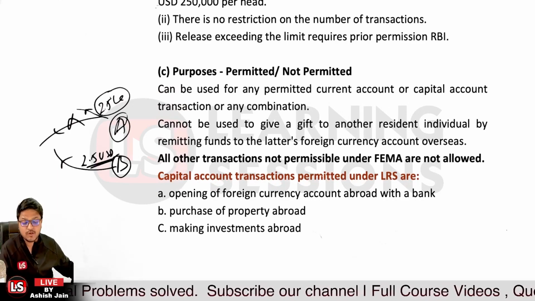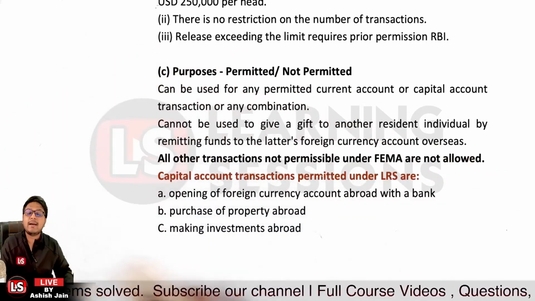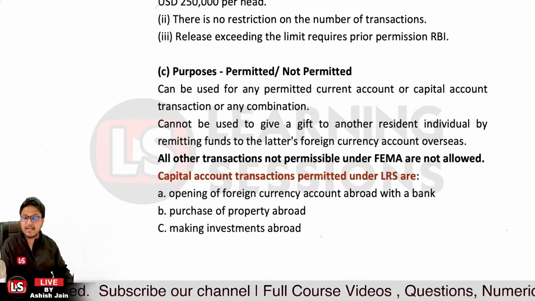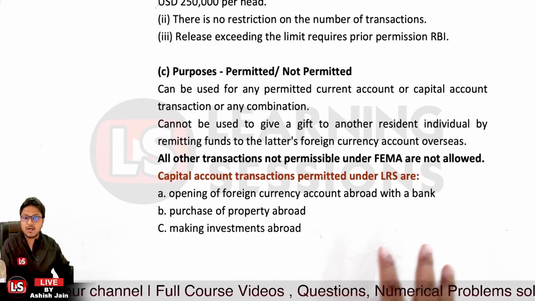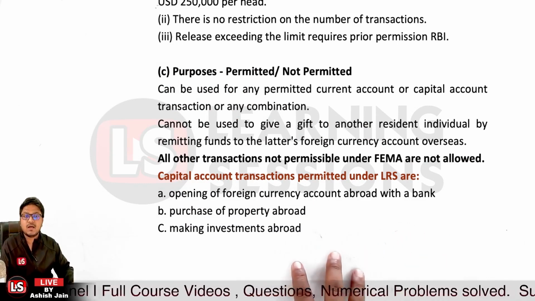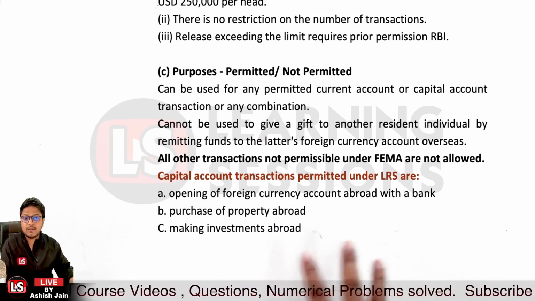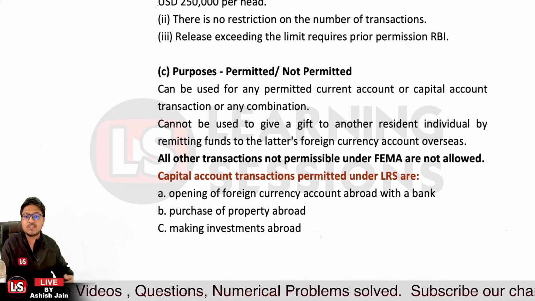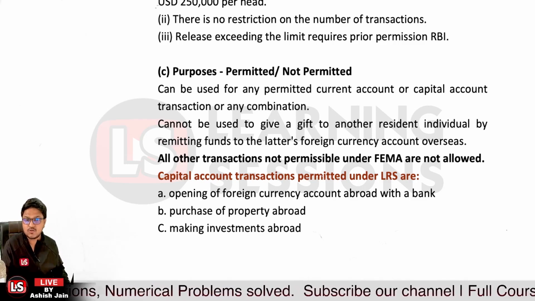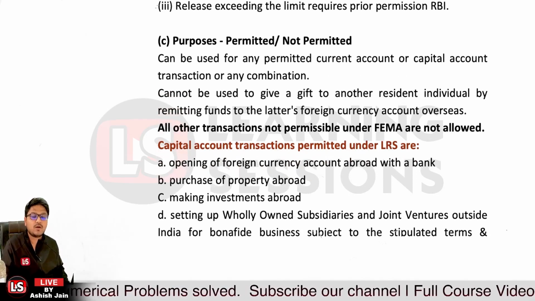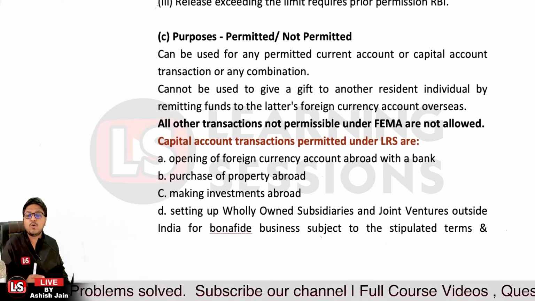Okay, so let's have a look at the capital account transactions which are permitted under LRS. First of all, it's related to when you want to open a foreign currency account abroad with a bank, that is also a capital account transaction, and it is permitted. And further, when you want to purchase a property abroad, if you want to send funds abroad for that purpose, that is also allowed. If you want to make some investment abroad, and further setting up a wholly owned subsidiary.